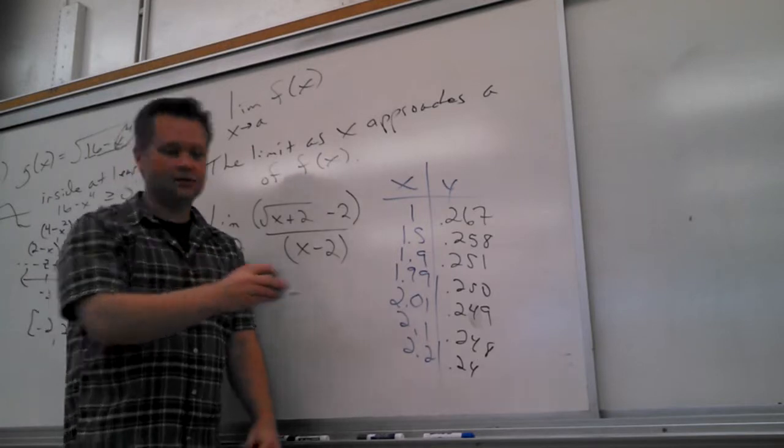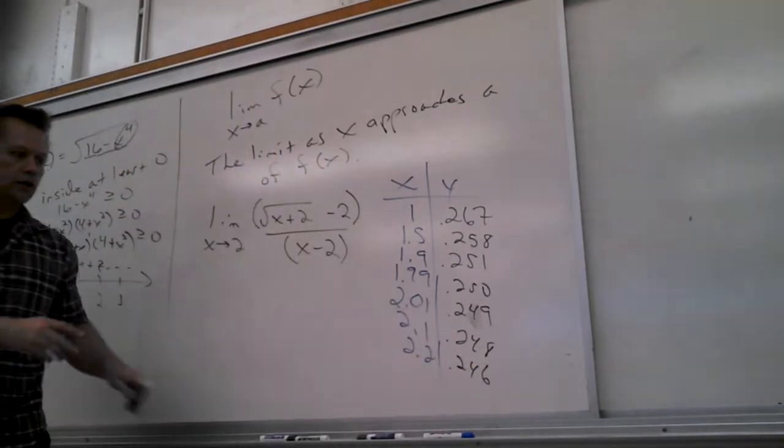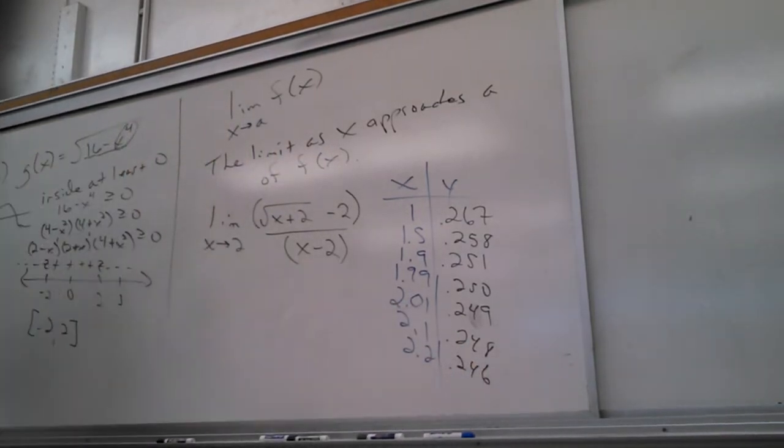All right. So let me show you something kind of nifty about your calculator real quick. Some of you guys might know this already. So when you plug it in your calculator, it's the square root of X plus 2, minus 2, all over X minus 2. So that's how I have to put it in.